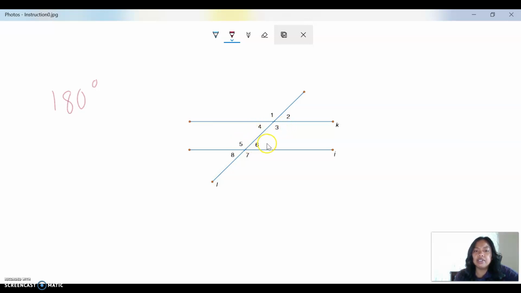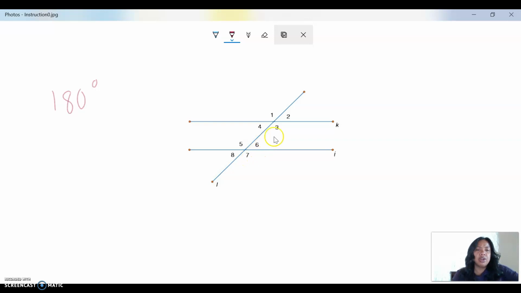You have 5 and 6, 8 and 7, but there's plenty more. So take a look at it and see if you can see more. You have 1 and 4. That makes a straight line. You have 2 and 3 as well. You have 1 and 8 down here, or 5 and 8. You have 6 and 7.